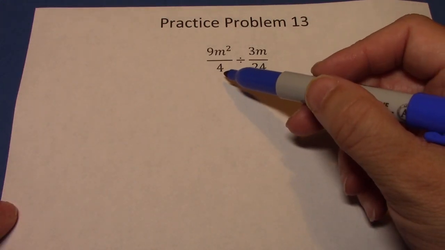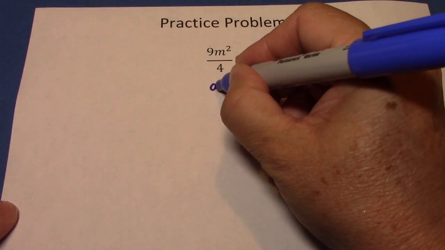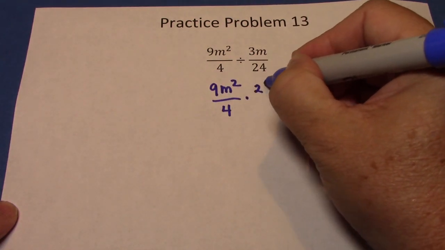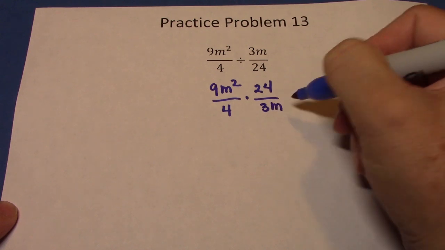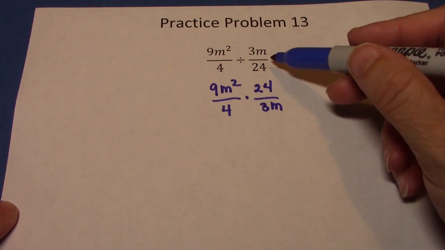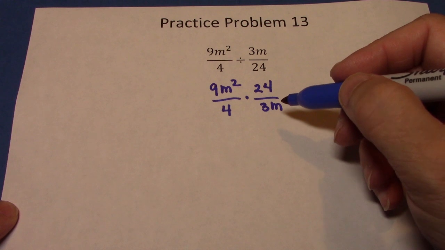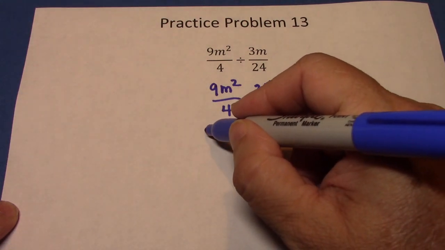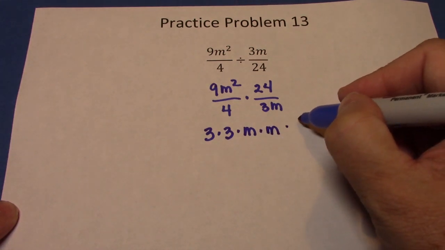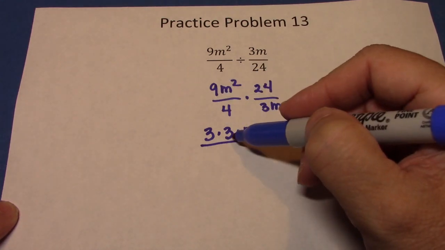In this problem we have a fraction divided by another fraction. And remember, to divide fractions you actually multiply by the reciprocal. So what I've done is taken the reciprocal, or flipped over, this second fraction. Now we have a bunch of common factors here. I'm going to factor this out times m times 4 times 6. So I've factored 9 as 3 times 3.